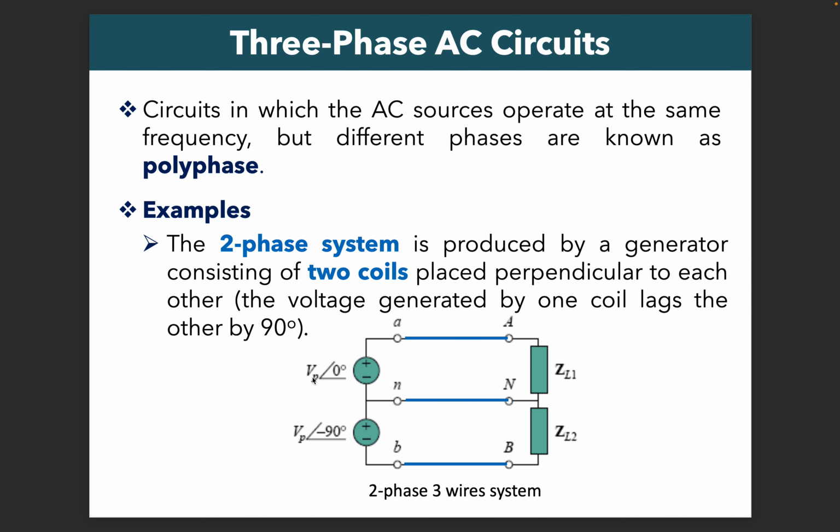This is an example of a polyphase AC circuit, a two-phase system produced by a generator consisting of two coils placed perpendicular to each other. The voltage generated by one coil lags the other by 90 degrees, which means the voltage of this first source is leading this one by 90 degrees, or this one is lagging that one by 90 degrees.